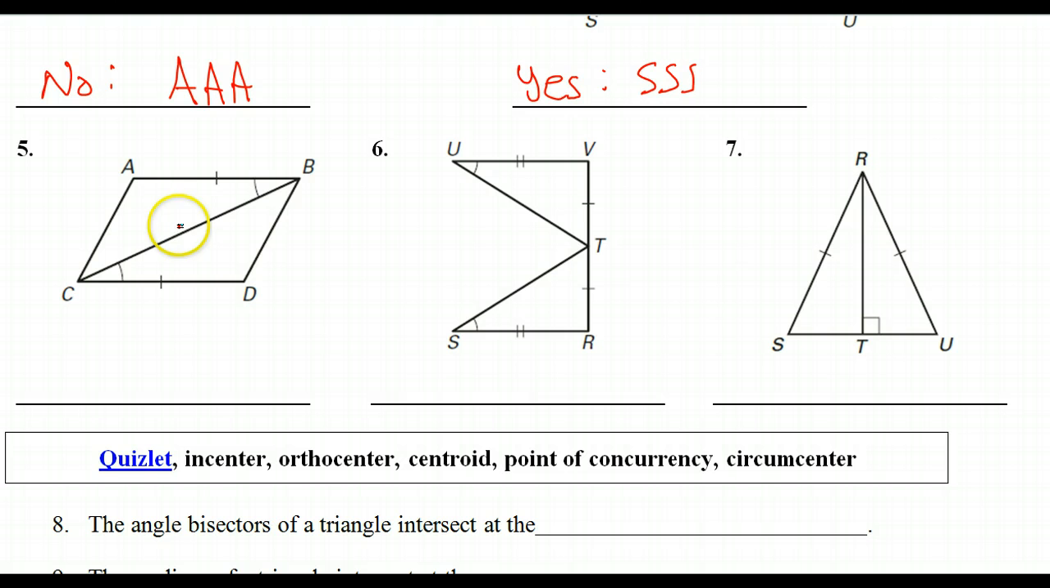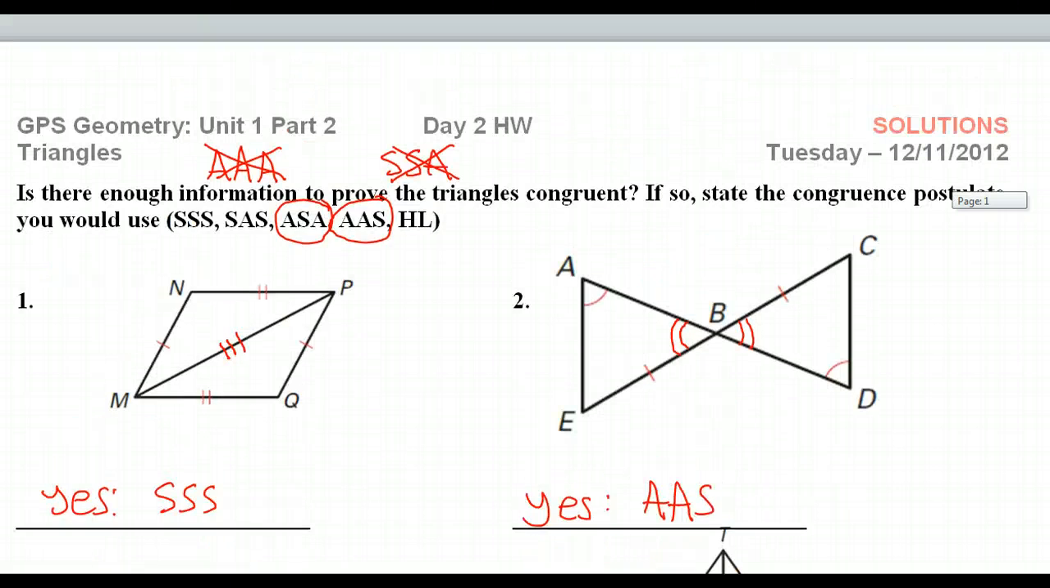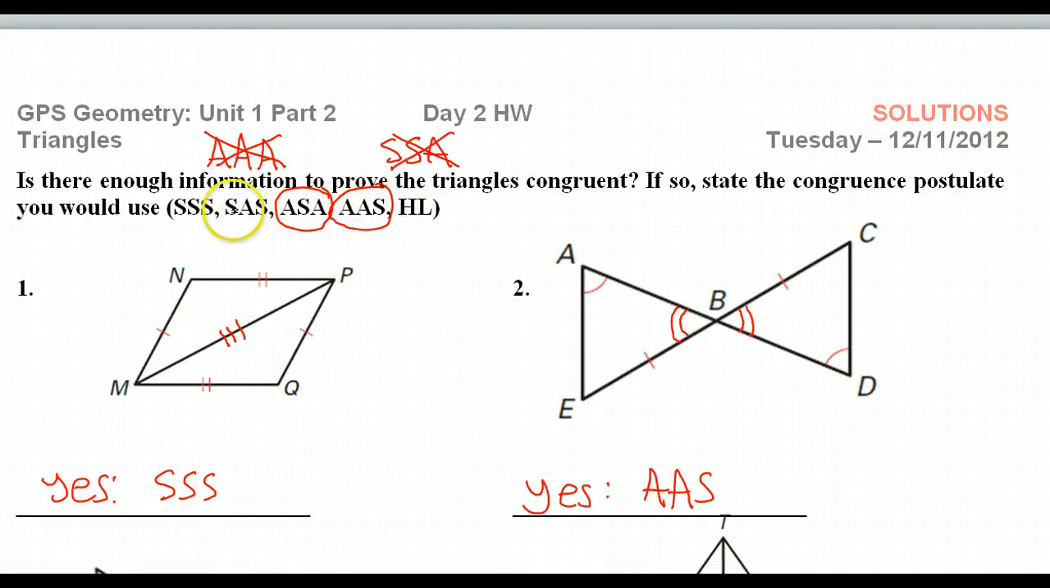Again, we have the shared side, so let's go ahead and mark that. Now, for each triangle, looking at triangle ABC, for example, I have a side, an angle, and a side. Looking at the other triangle, I have a side, an angle, and a side. So I have 2 sides and an angle.